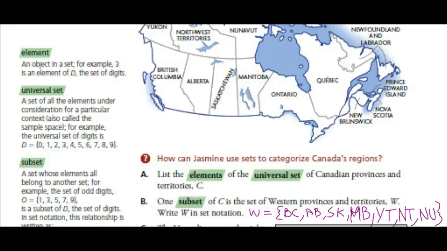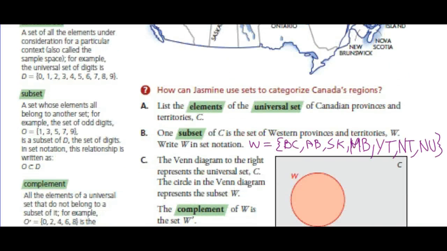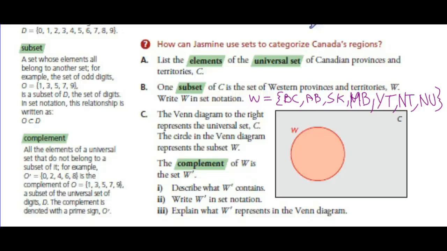So, the Venn diagram to the right. So we're talking about Venn diagrams. Okay, so what's a Venn diagram? It's got a circle, right? And it sets off a set. It represents the universal set C. So the set C is all Canadian provinces and territories, right? So how many elements are there in set C?